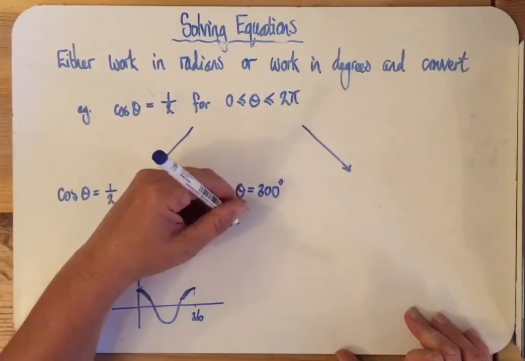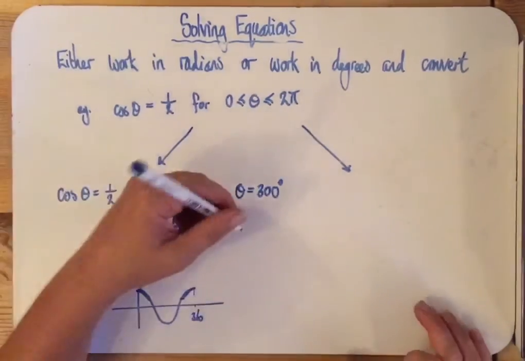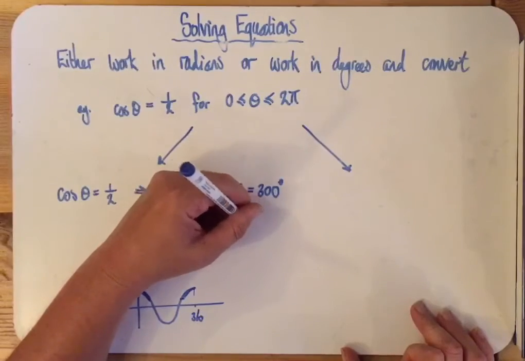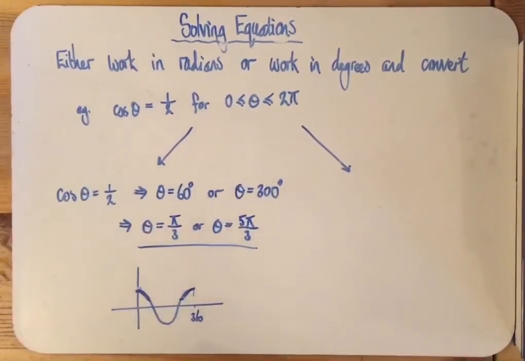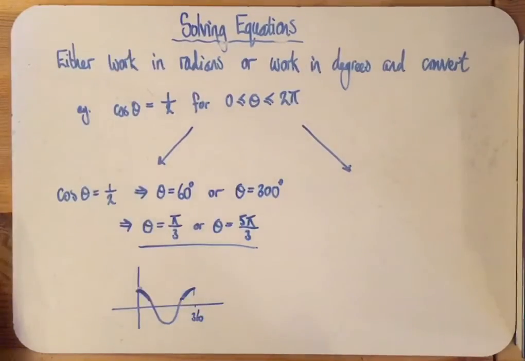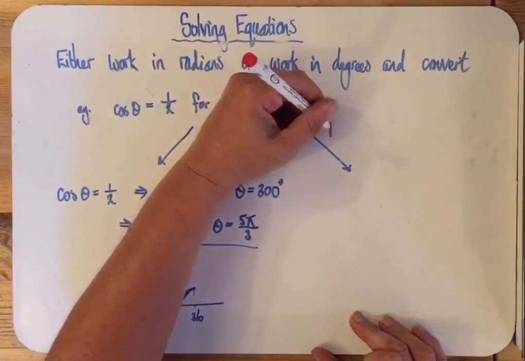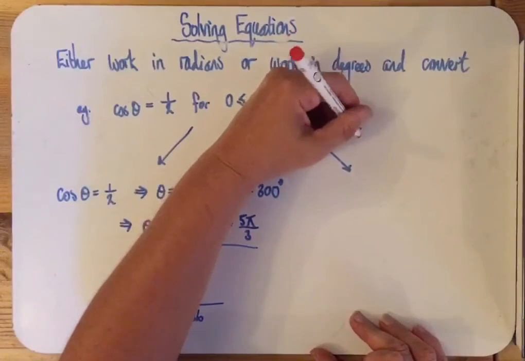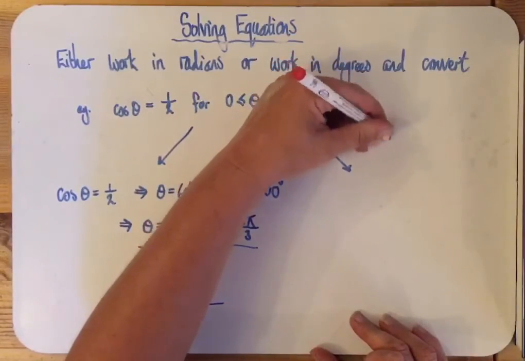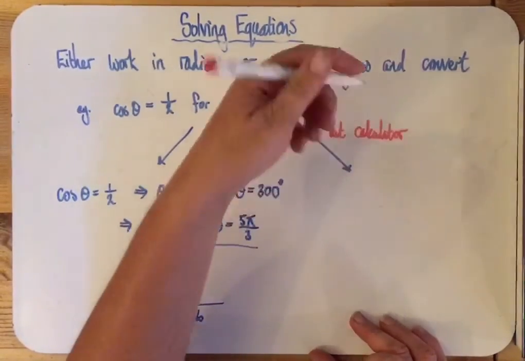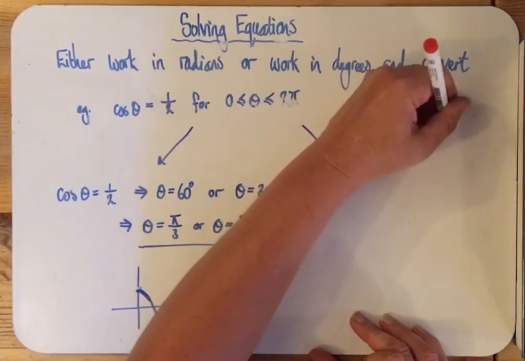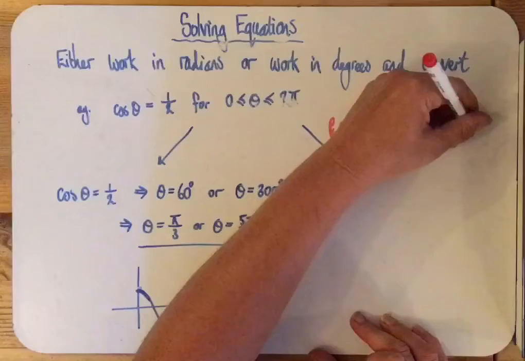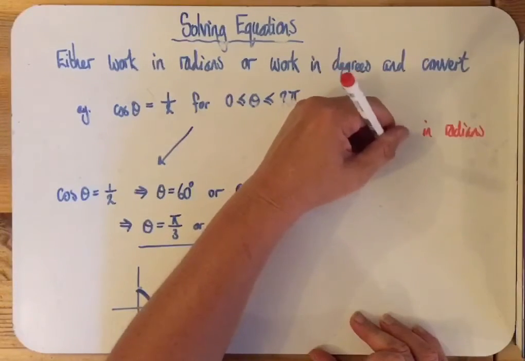If you leave your answers in degrees on the radians questions, you will not get your answer marks. So that's that one. If you want to work in radians, you need to put your calculator in radians mode, because your calculator needs to know what form of angle to give you.